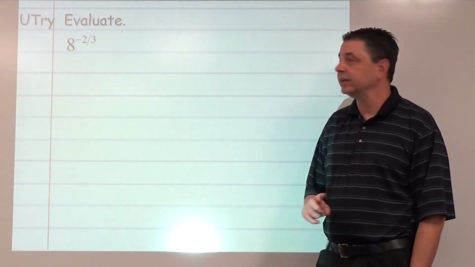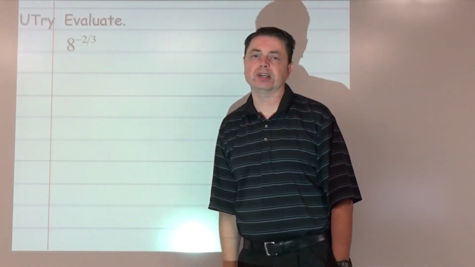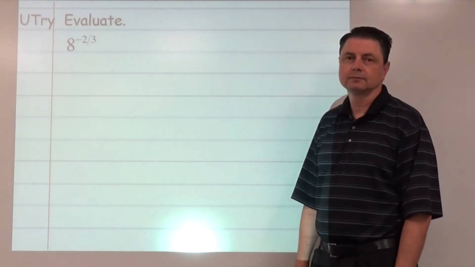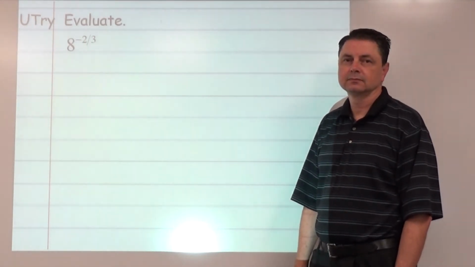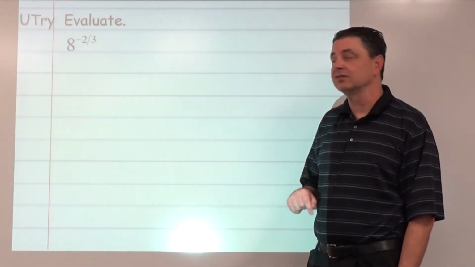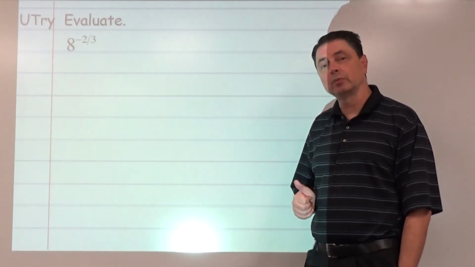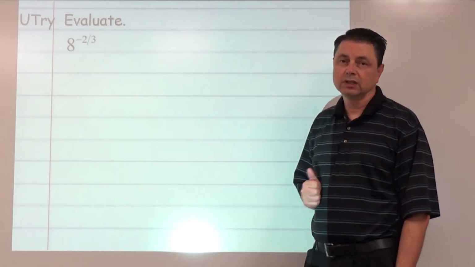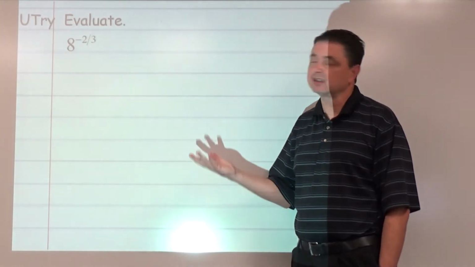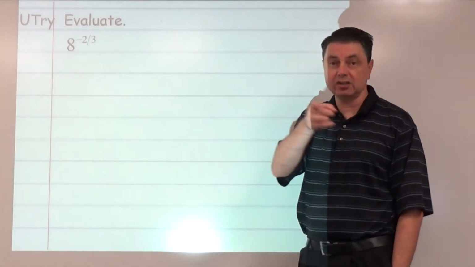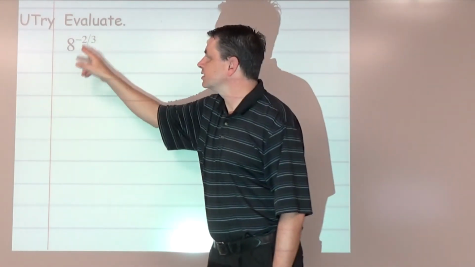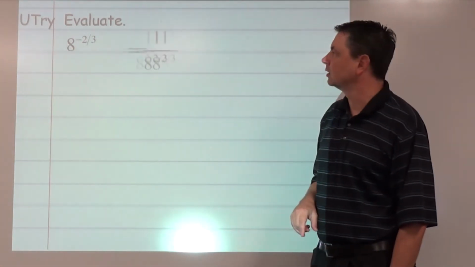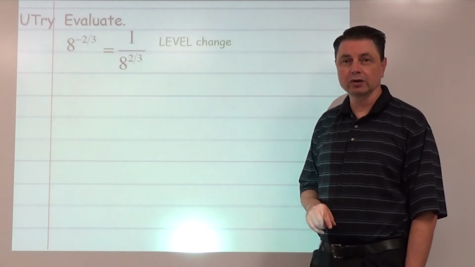All right, pause the video here while you work through this one. All right, if we remember back to lesson 5.1, our exponent properties. Anything missing an exponent gets a 1. Rule 2, if there are parentheses, now we don't have that. Rule 3, level change, we've got to do that. So this turns into 1 over 8 to the 2/3.